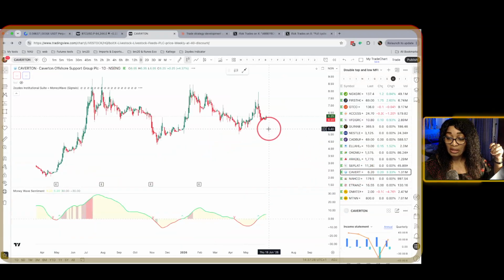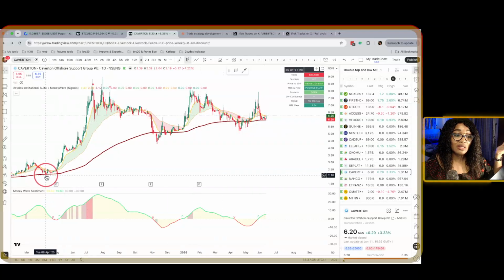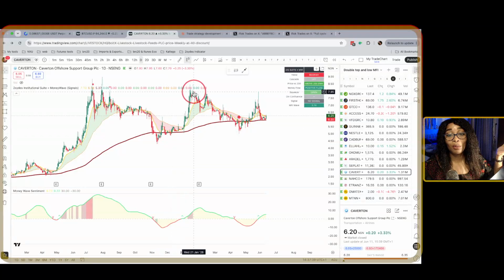So look at Caviton. This is another one that I think is in an area of opportunity, only because it is around the 200 EMA. You can see pump, distribution, decline, accumulation, pump, distribution, decline, accumulation. It is in the point of accumulation right now.